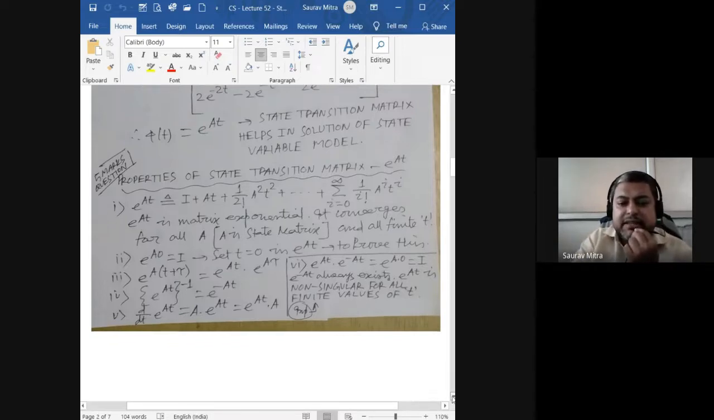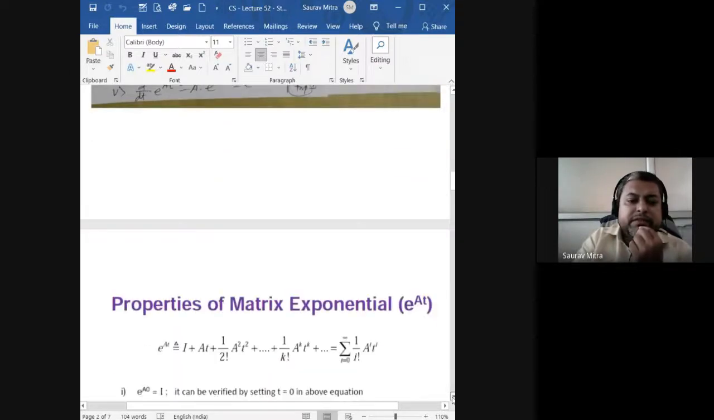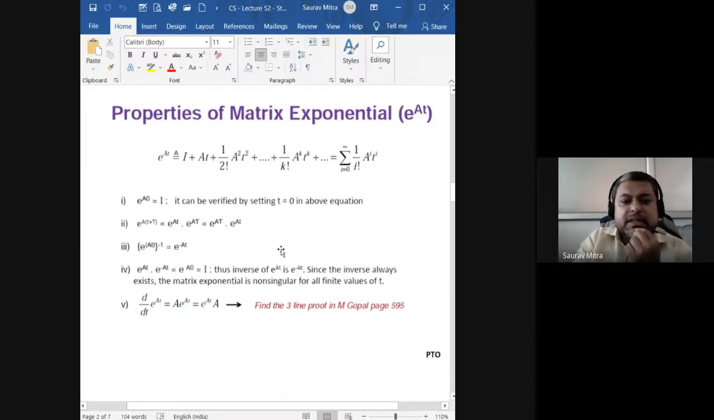So there is another slide with the properties you can find out. This is written in a more structured fashion. So you can see here the first line also I have written as a property. So what is e raised to At? I have written that as my first property. So e raised to At is equal to I plus At plus 1 by 2 factorial A square t square plus 1 by 3 factorial A cube t cube and all, and that is equal to the sum from i equals 0 to infinity of 1 by i factorial A^i t^i, likewise.